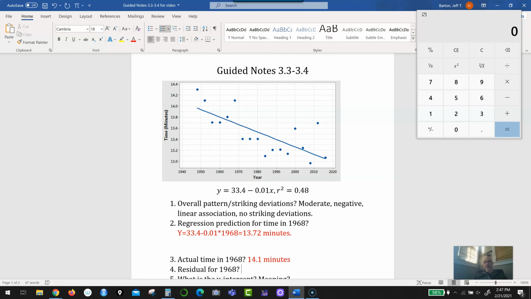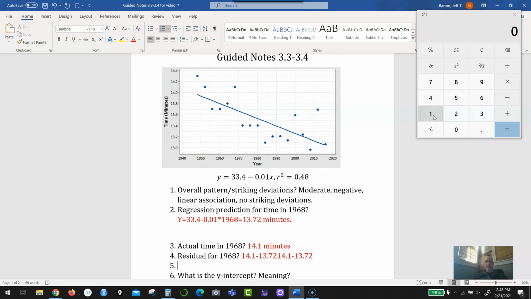And then the residual is the difference between your actual y value and the predicted. So keep that in red. 14.1 minus 13.72. That's not what I wanted. I thought I was on the calculator.